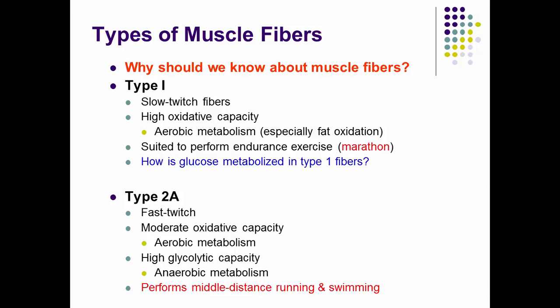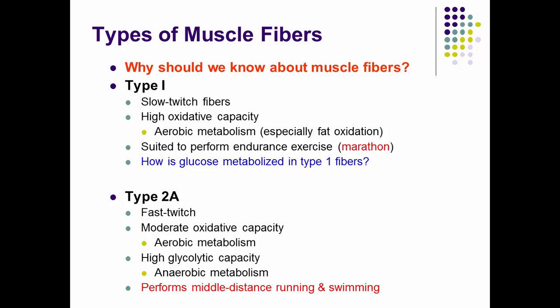It has a higher mitochondrial content, so type 1 fibers have a higher oxidative capacity, able to do aerobic metabolism, especially fat oxidation. And this type of fiber is suited to perform endurance exercise, for example, marathon and long-term exercise. A question here: how is glucose metabolized in type 1 fibers? Glycolysis, partial oxidation, or complete oxidation? In type 1 it should be complete, right? Because it has a lot of mitochondria, so you're able to do oxidative metabolism, able to completely oxidize most of the glucose and produce ATP in type 1 fibers.